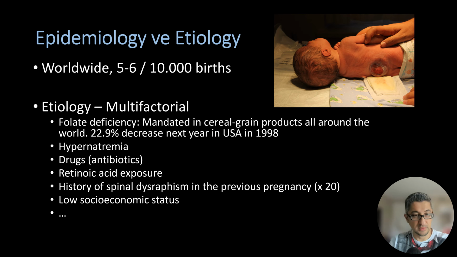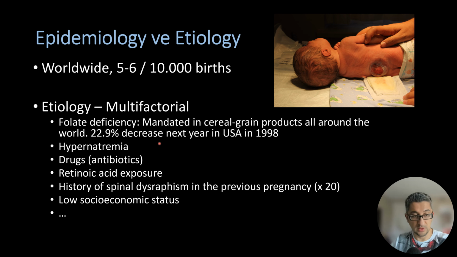Spinal dysraphism is seen worldwide, in 5 to 6 patients every 10,000 births. Folate deficiency is one of the most commonly known etiologies. When folate was mandated in cereal grain products, there was a very significant, almost 23% decrease the next year in the United States in 1998.